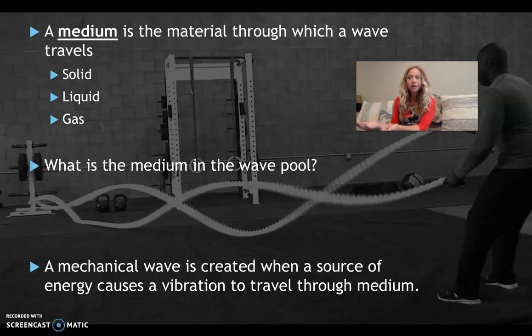A solid could be, think about an earthquake. It's sending waves through the Earth's surface. And then a gas, well, how you're listening to me right now, that is an example of a sound wave. A mechanical wave is created when a source of energy causes vibration to travel through a medium. You're hearing this because of the vibration of my body sending a disturbance through the air, and that is how you're hearing me. Think about an earthquake. There's a rumble, and then it sends vibrations through the earth.